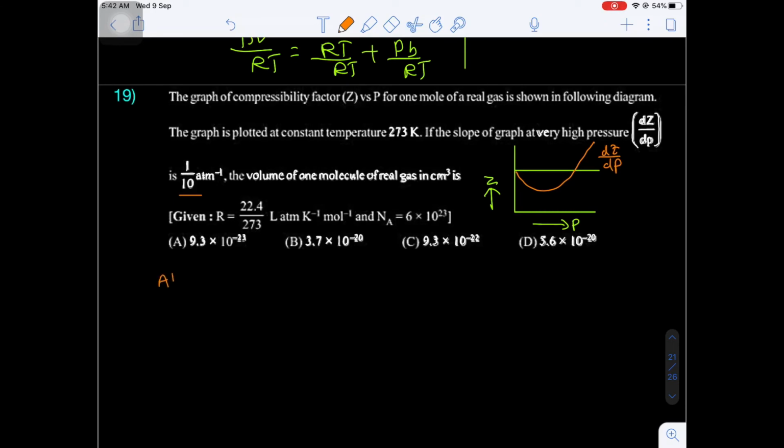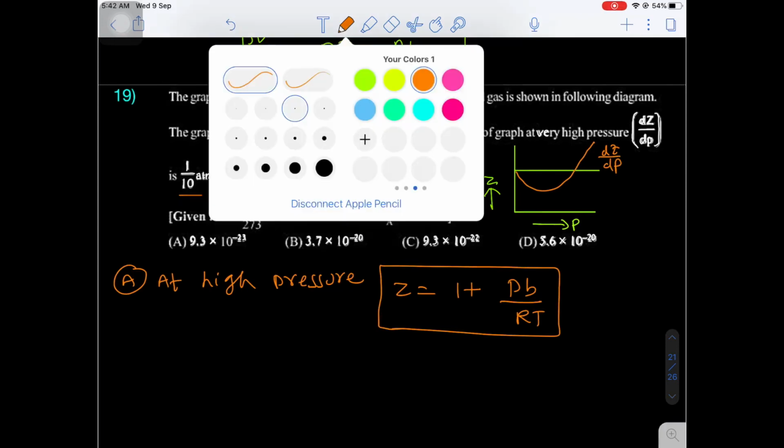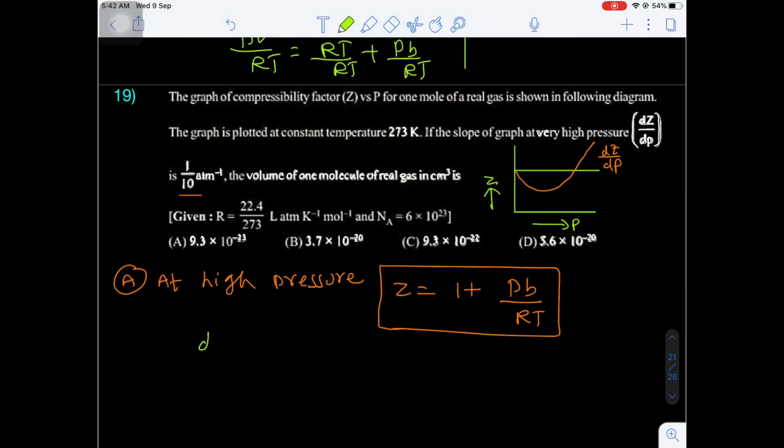Now, just now I told you, at high pressure gases will show which deviation? Positive deviation. What is the compressibility factor? Z is equal to 1 plus PB by RT. Yes or no? Just now I derived this one, under high pressure, the compressibility factor for a real gas. Now differentiating on both sides with respect to pressure.